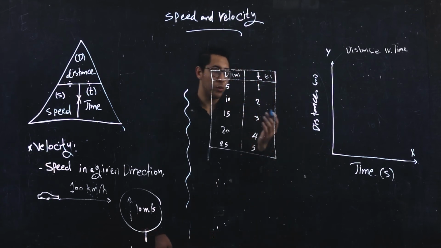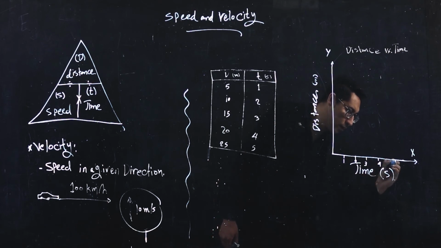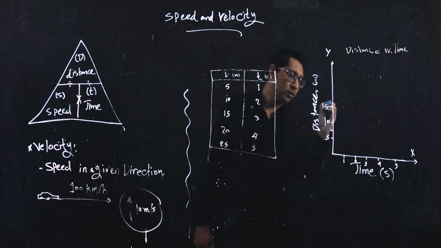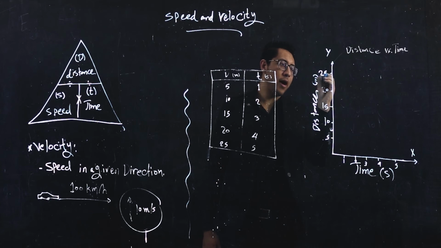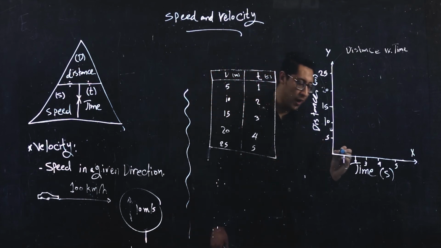So let's start to graph it. Distance after 1 second here. 1, 2, 3, 4, and 5. For example, here will be 5, 10, 15, 20, and 25. First one, after 1 second, the object moved 5 meters. So here 1 second, and here 5 meters.